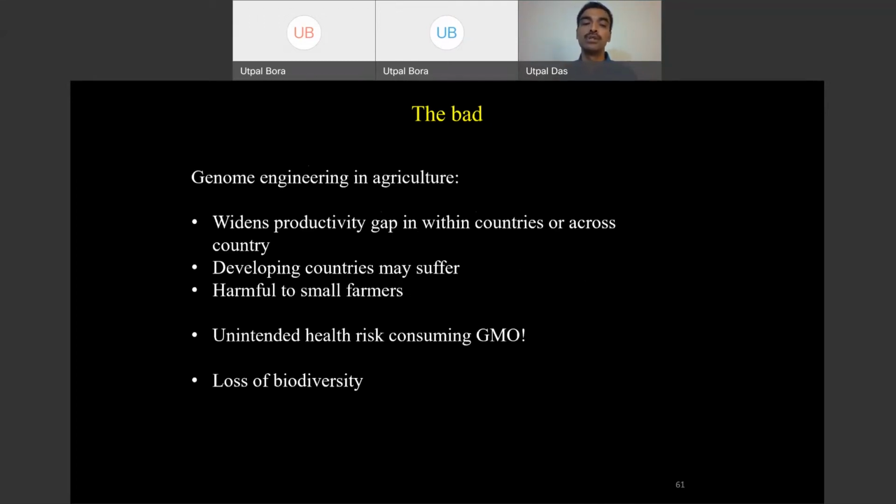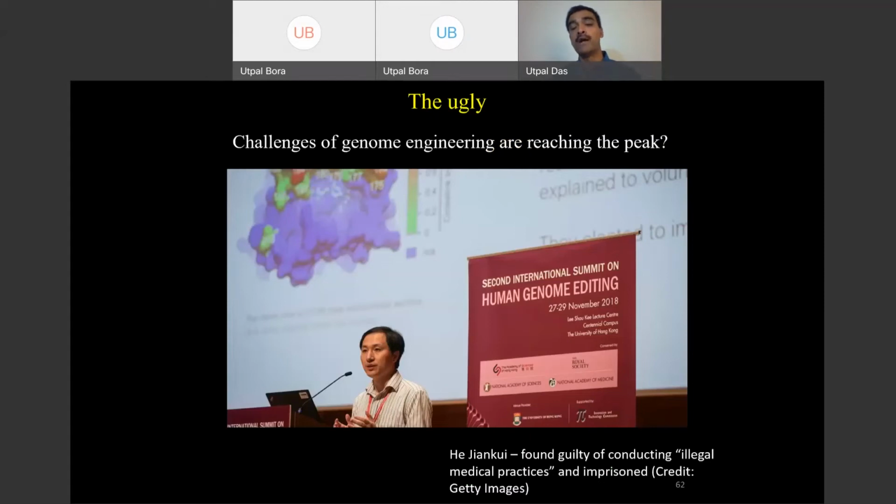And then, of course, we are playing with biodiversity. We are playing with crops. So obviously, they have some unintended health risk if we keep on consuming genetically modified organisms or plants or any fruits or vegetables, right? Those kinds of bad things you cannot ignore. But the ugliest thing came after this conference. The ugliest thing so far in genome engineering.